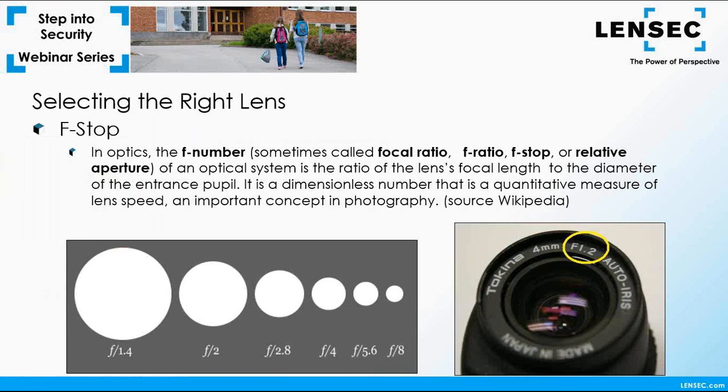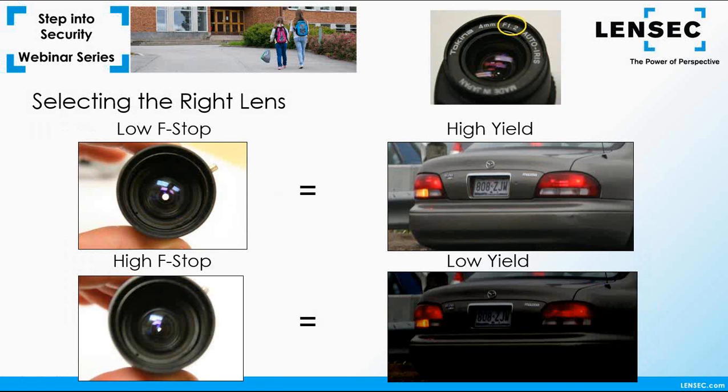The f-stop of a lens is also called the focal ratio or relative aperture. The description here that I've got is quite technical. The main thing to keep in mind is the lower the f-stop number, the more light it allows to pass through the lens. The higher number restricts the amount of light passing through the lens. Usually a video surveillance lens will have a low f-stop to allow the maximum amount of light to pass through to the camera sensor. Let's take a look at our example here. Looking through the lens, you'll see a low f-stop yields more light, and a high f-stop yields less light.